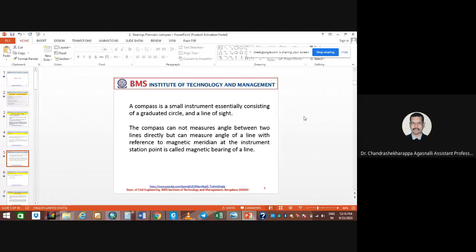It has a graduated circle inside the compass, and there is a line of sight on top of that. You need to sight the proper target or object you are going to survey, then check the reading on the graduated circle. The compass may not measure the angle between two lines directly, but it can measure the angle of a line with reference to the magnetic meridian. That is called a magnetic bearing, right?